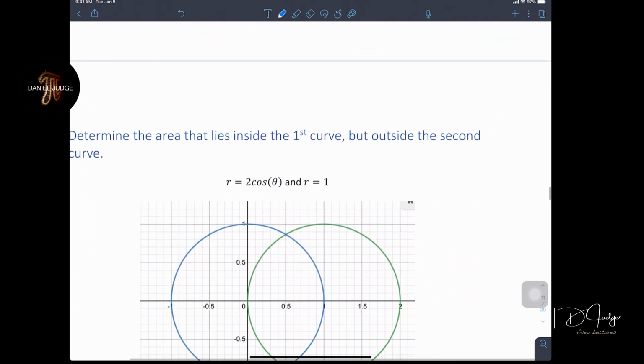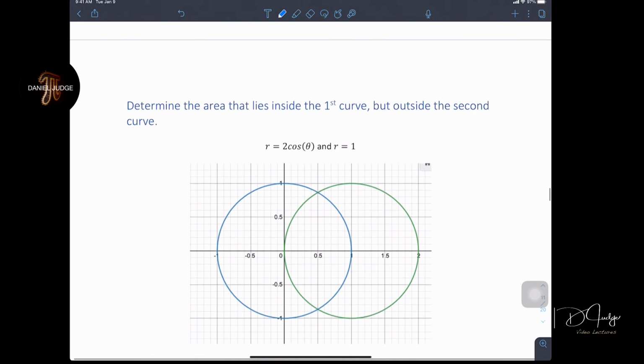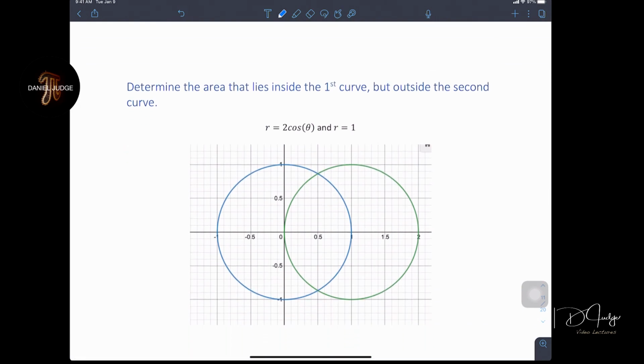What we'll look at later is area that lies inside the first curve, but outside the second curve. And that's going to be another video. So let's call it a day for that one, and we'll make the second one another time. I hope you guys enjoyed.